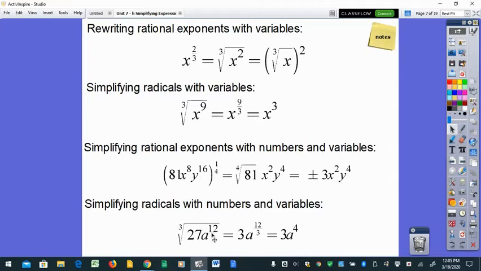Down here we're going to take the third root of an expression that has a variable in it. The third root of 27 is simply 3 because it is an odd root of a positive number. So there's one solution, one answer. Now, if we take that 12 and divide it by the 3, you'll see we get 3a to the 4th.